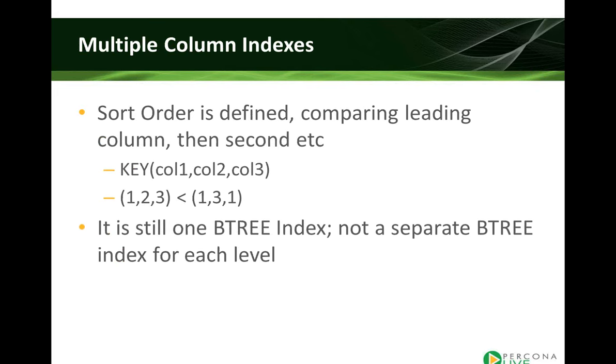In the same way, you can look at multiple column indexes. The sort order, once again, has to be defined for them, which is done by comparing the leading column first, then the second, and so on and so forth. In this case, when you look at the index on column 1, column 2, column 3, you can see that the value 1, 2, 3 is considered to be less than 1, 3, 1, right? Because 2 is smaller than 3. What is important to point out here is that even if you have a multiple column index, we are still going to get a single B+Tree built inside the database with just longer data and the applicable sort order.